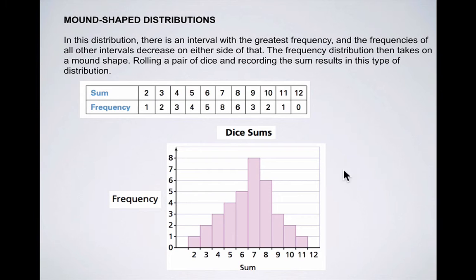And so if you graph dice sums, and we saw this previously, you're going to have a mound-shaped distribution here where the frequencies are lower at each end of the range, since our range is from 2 to 12 for dice sums. And so then our mean, median, and mode will be somewhere around the middle here.